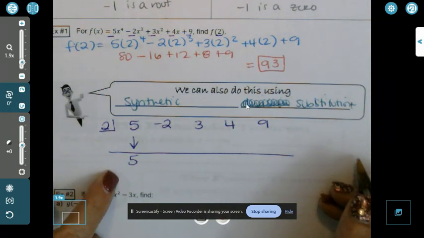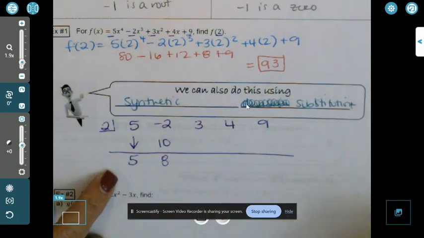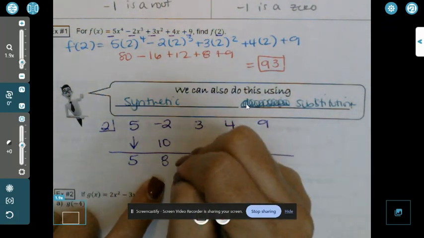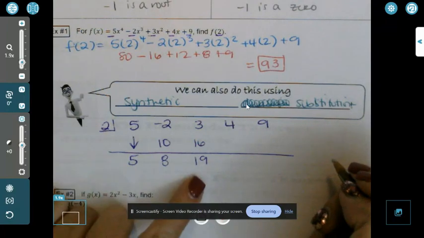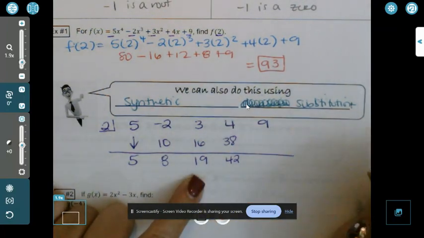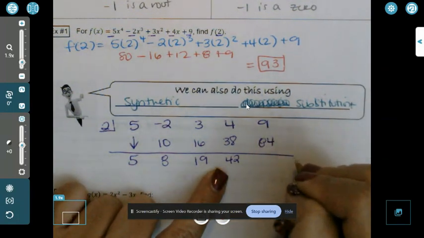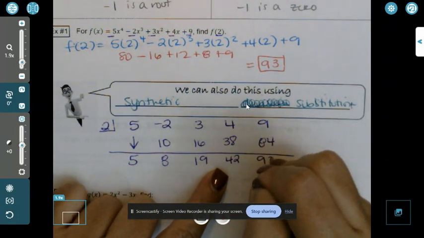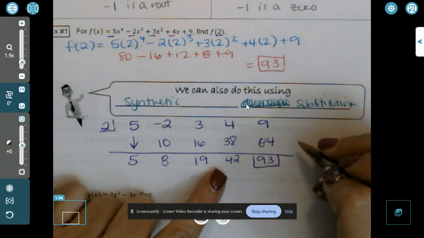So 2 times 5 gives me 10, and we add -2 plus 10 and get 8. 2 times 8 gives me 16. 3 plus 16 gives me 19. 2 times 19 gives me 38. 4 plus 38 gives me 42. And 2 times 42 is 84. And 9 plus 84 gives me 93. And 93, if you look, is the same thing that I got up here.